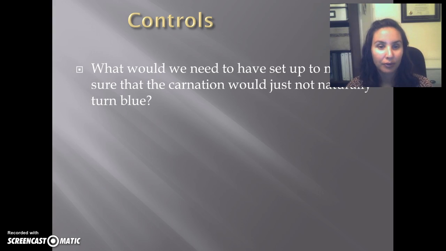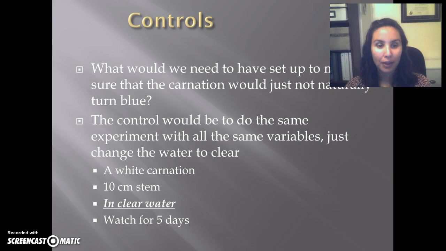Now we have our control. What would we need to have set up to make sure that the carnation would not just naturally turn blue? We want to make sure that the color of the water is what is actually turning our carnation blue. Otherwise, our experiment isn't working. So our control would be you do the exact same thing except you change one variable. In our case, we're going to have a white carnation, 10 centimeter stem, and we're going to watch it for 5 days. But our control is going to be clear water. We have to still put the flowers in water, otherwise they will wilt and die. And you want to make sure that everything is the same except the color of that water.